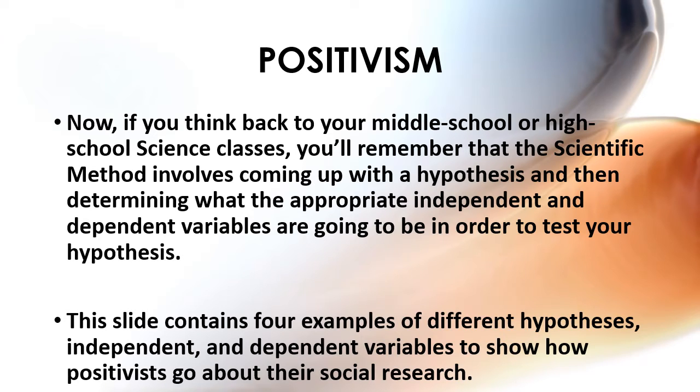Now, if you think back to like your middle school or high school science classes, you'll remember the scientific method involves coming up with a hypothesis and then determining what the appropriate independent and dependent variables are going to be in order to test your hypothesis. So the next slide contains 4 different examples of different hypotheses, along with independent and dependent variables to kind of show you how positivists will go about their social research plans.